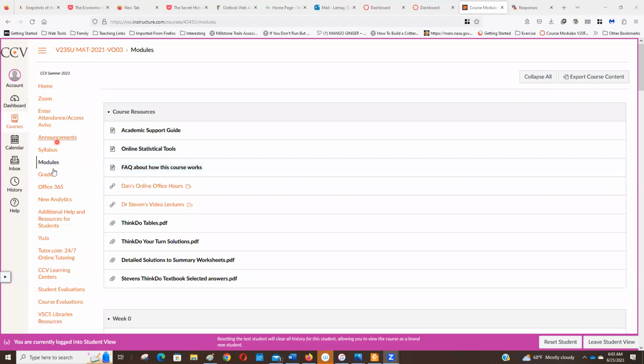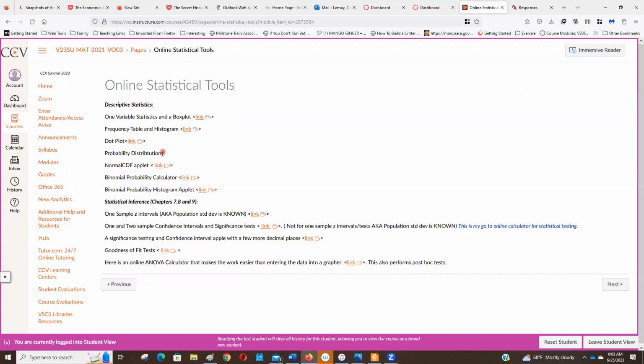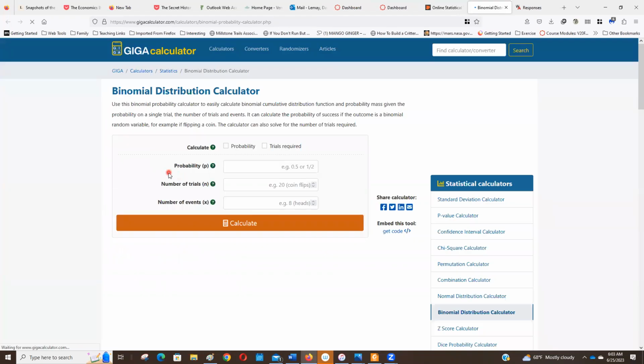So in Canvas, in modules, I have this online statistical tools page. And for binomial distributions, I've got this GigaCalc one that I tweaked. If you watched an earlier video, I use that StatCrunch, which works great, but it doesn't always work lately for some reason. So let's talk about how to use this calculator for what we've already done. The probability of somebody showing up is 0.8. If we start with 5 people, what's the probability that exactly 5 will show up? And we calculate it.